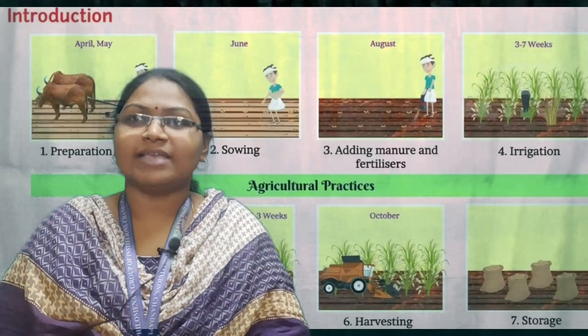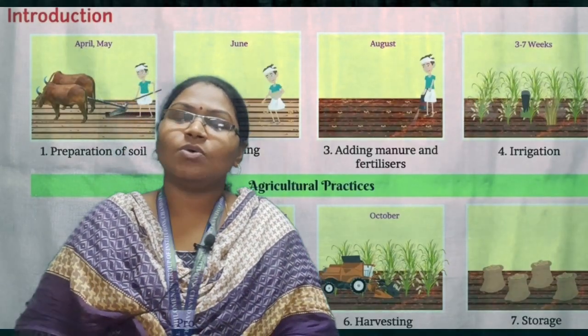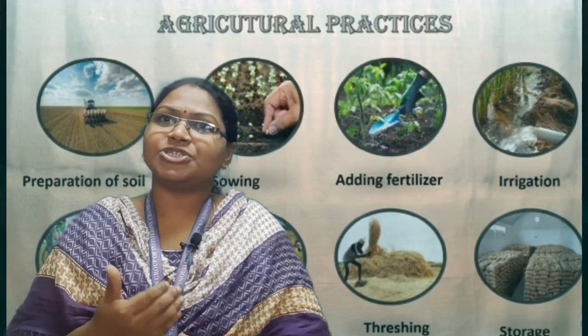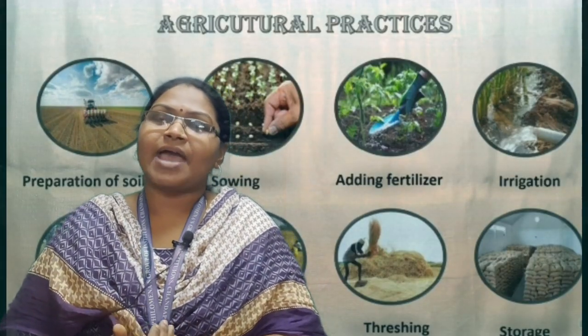Cultivation of crops involves several activities undertaken by farmers over a period of time. You may find that all these activities or tasks are similar to those carried out by a gardener, or even by you when you grow ornamental plants in your home. So, these activities or tasks are referred to as agricultural practices. So, what are the agricultural practices? Preparation of soil, sowing, adding manure and fertilizers, irrigation, protecting from weeds, harvesting, storage.